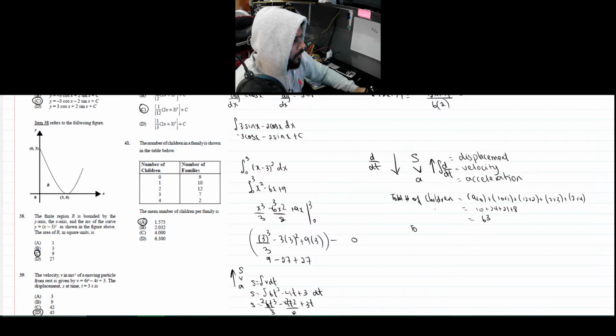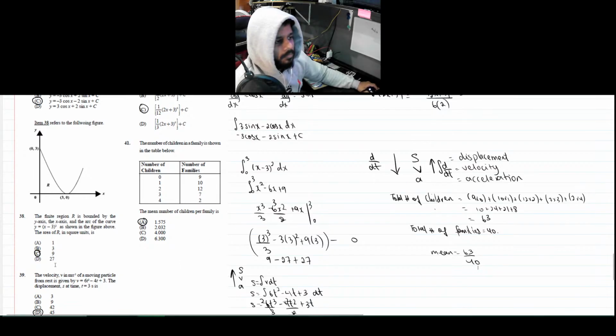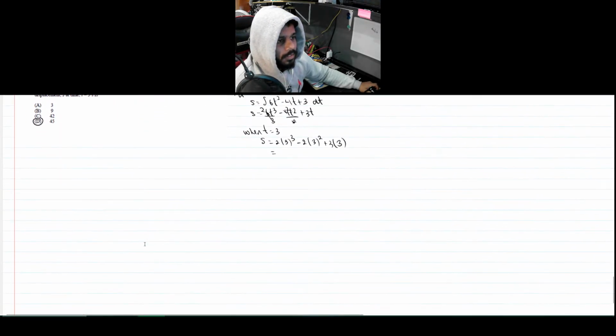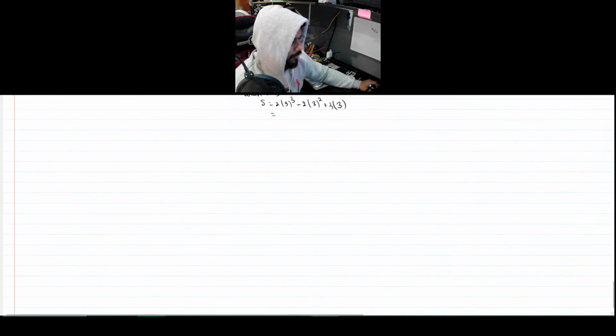The total number of families is 40. So the mean is 63 over 40. Buy $1 for $2. That's our investment. Ismail, good job. Your maths teacher would be proud.